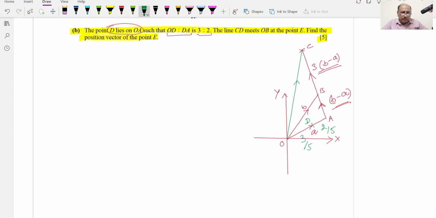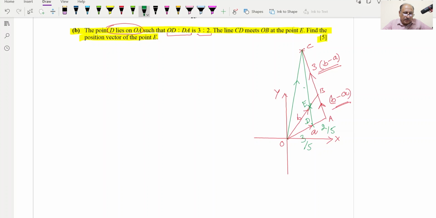Now we can draw the line CD. Where is CD? We need to understand. So this is the CD line, and the line CD meets OB, which is this one, at the point E. So the point of intersection between these 2 lines is E. I am removing this B and shifting it over here, and this point is basically E, which we have indicated over here. This is point E.